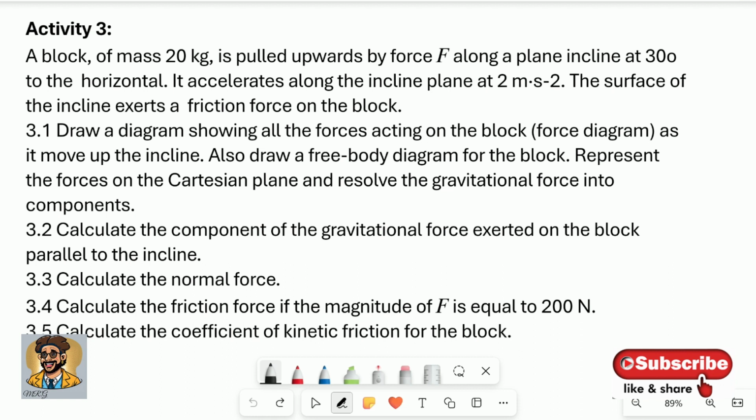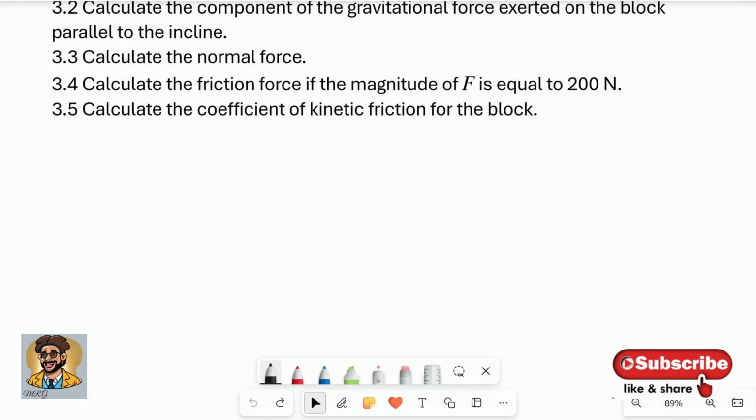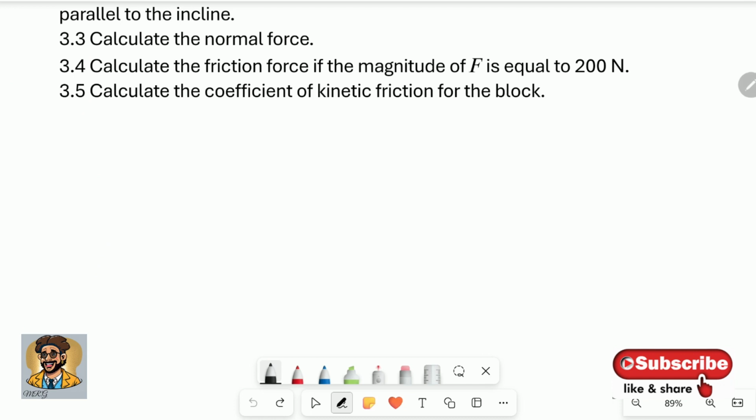The surface of the incline exerts a frictional force on the block. There's friction on the block, and they don't tell you how much. There is acceleration on the block, and they don't tell you how much. Okay? So for this question, because we don't have the picture, we have to get an idea. Therefore, we are going to draw the picture of what is going on here, to have an idea.